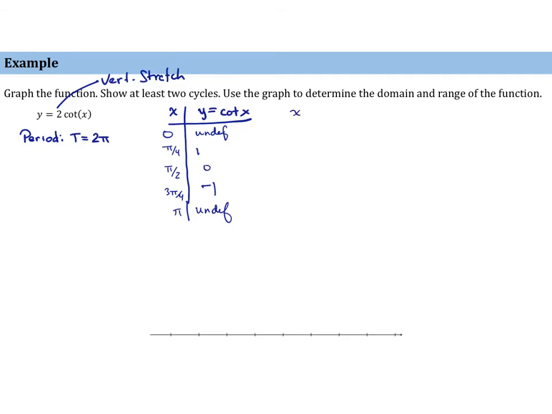So let's look at our transformed function. The inputs do not change here because there's been no horizontal transformation. But we do see that our y values that are defined have been scaled by a factor of 2. So let's go ahead and look at the graph of this.